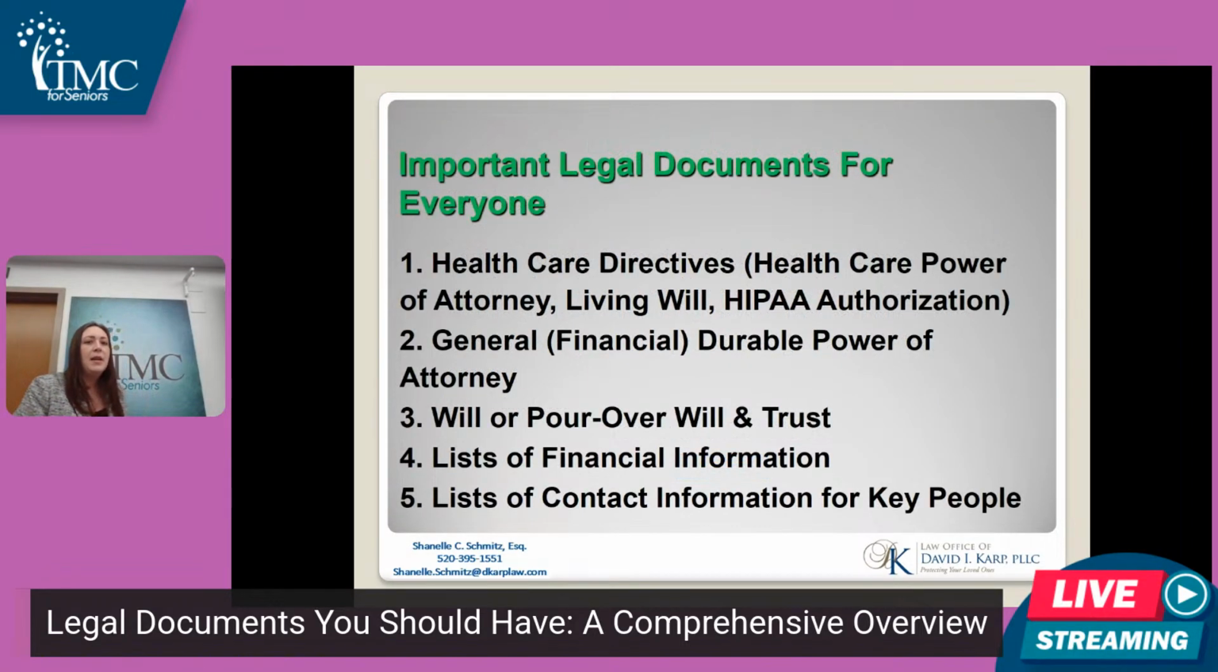So what I'll go over today is just general information on the different types of important legal documents. First we'll talk about healthcare directives. Healthcare directives is usually going to be a healthcare power of attorney, living will, HIPAA authorization, the general financial durable power of attorney, will or pour over will and trust, and then some key information on what you can do to help your family and friends, your loved ones, be prepared if something does happen to you. That way they're able to take care of you if you become incapacitated or manage your estate upon your death.